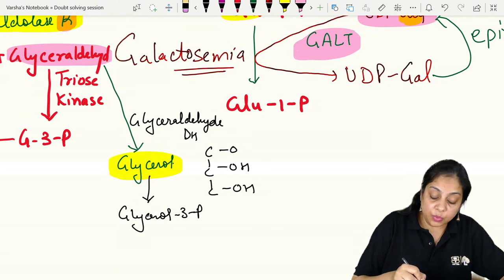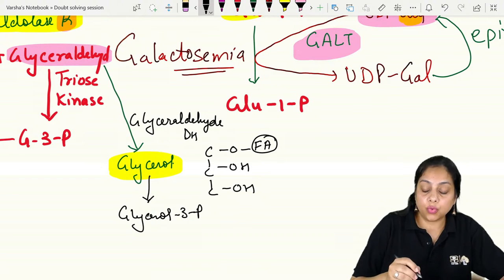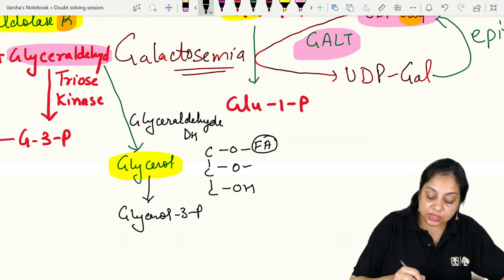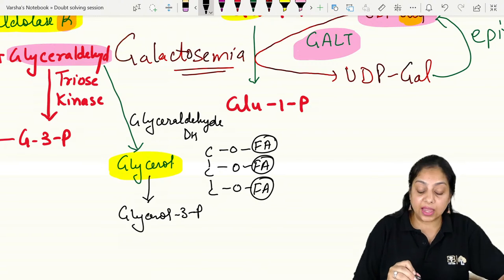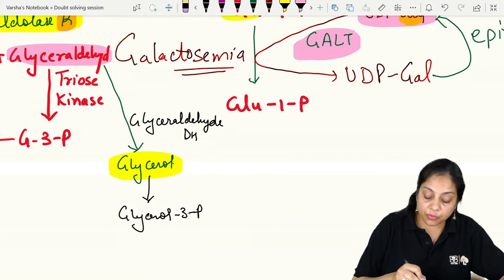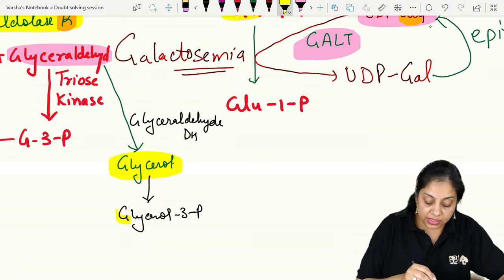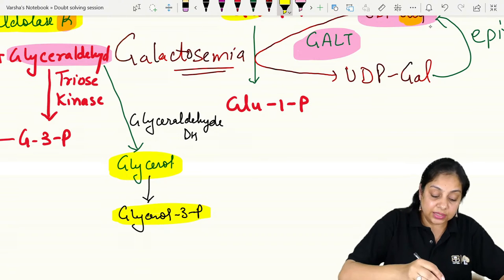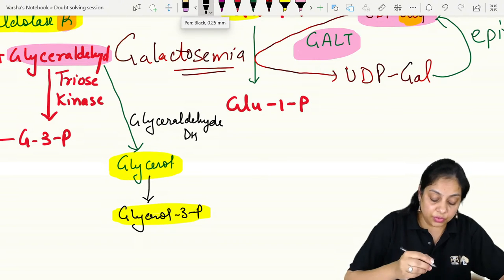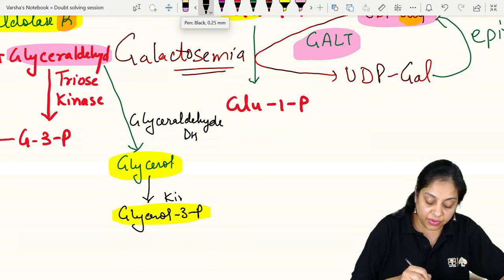So every time you make a fatty acid, right, you attach a fatty acid here. That is a monoacyl. This was the triacyl. I'm not going in detail. You can just watch the fatty acid biosynthesis video, right? That is your triacylglycerol. But in which form do we need it? We need it in the form of glycerol 3-phosphate. And when you have to convert glycerol to glycerol 3-phosphate, definitely a kind of a kinase.